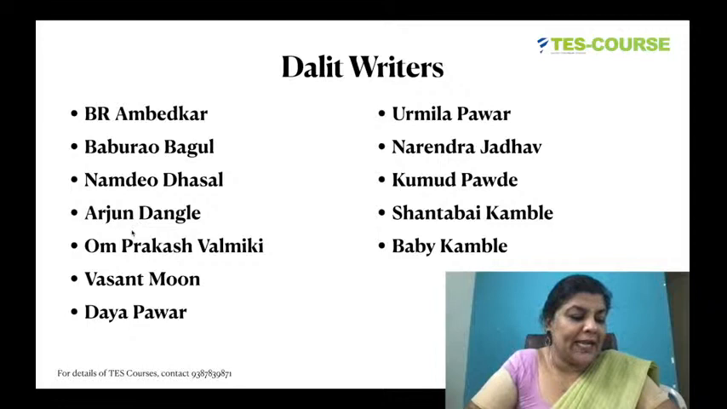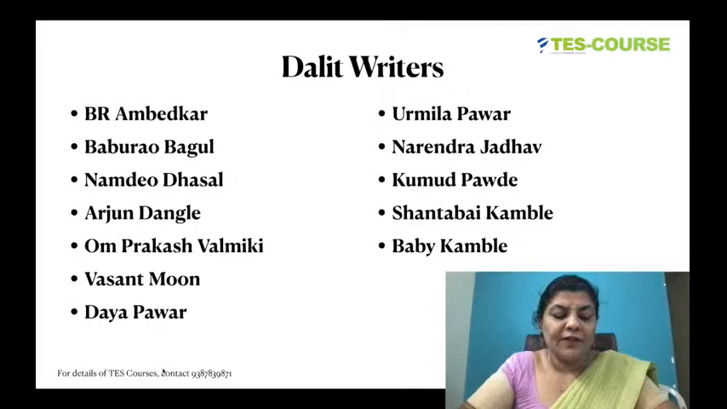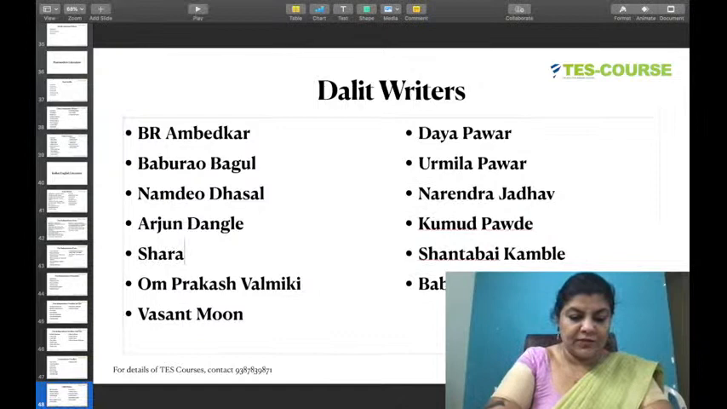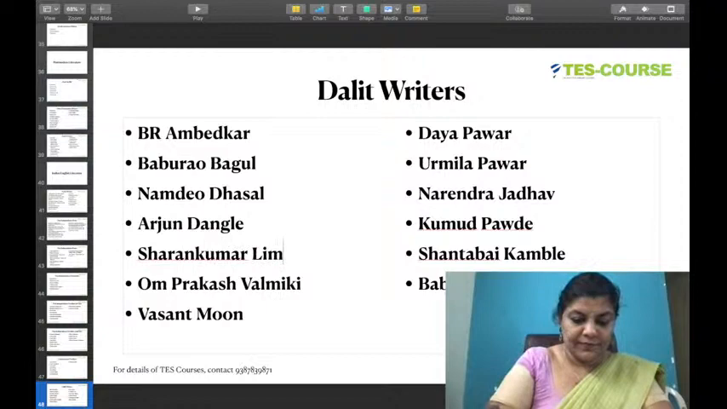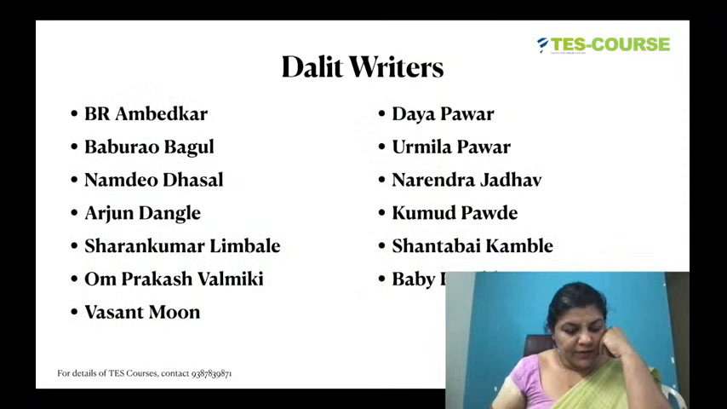Will you remember? Growing Up Untouchable in India is the autobiography of Vasant Moon. I forgot to put one very important writer: Sharan Kumar Limbale. What is the name of Sharan Kumar Limbale's autobiography?